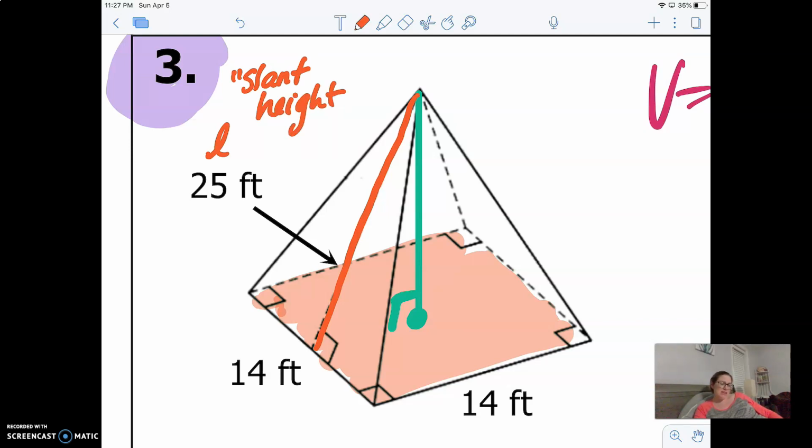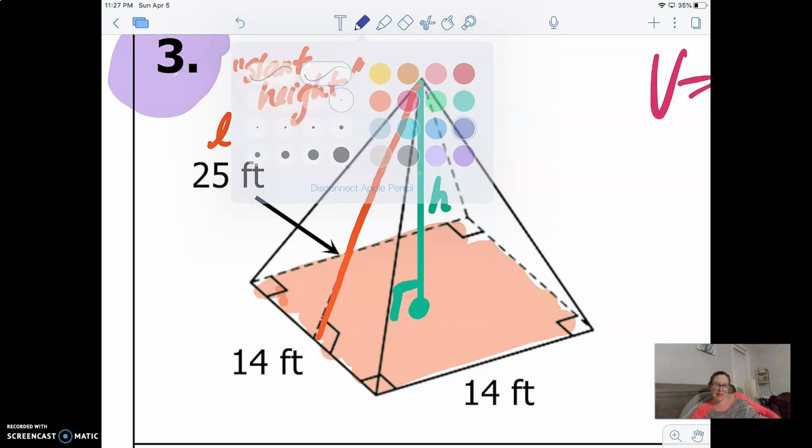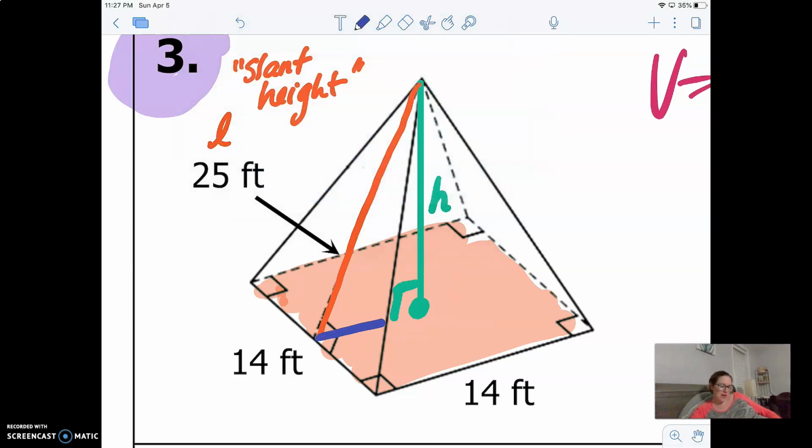Slant height, guys, is only useful when we're doing surface area. When we are doing volume, we need the actual height, which is this one inside. Remember Indiana Jones dropping straight down in his pyramid. So, guess what you have to do? You guessed it. Draw a right triangle, and now can you see how we have this right triangle inside of our pyramid? It's like triangle inception.